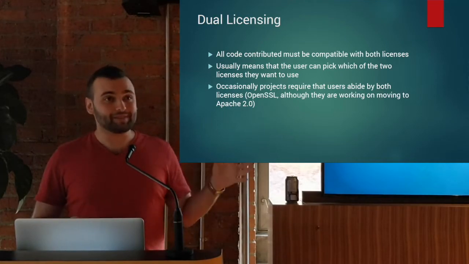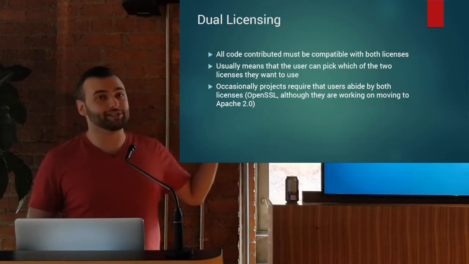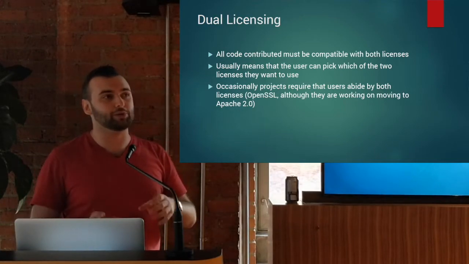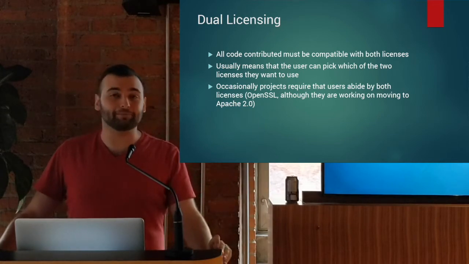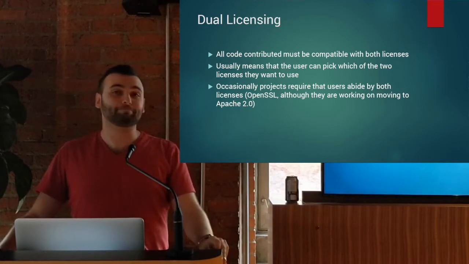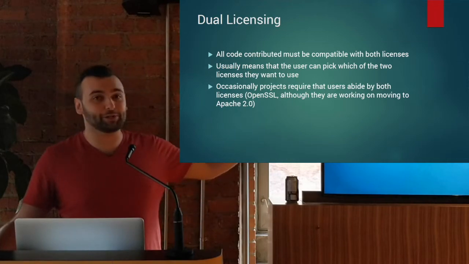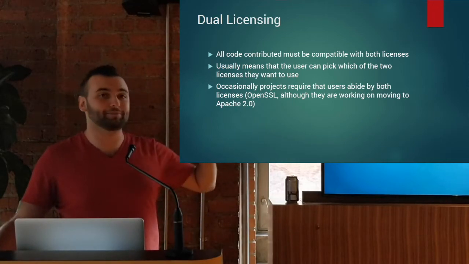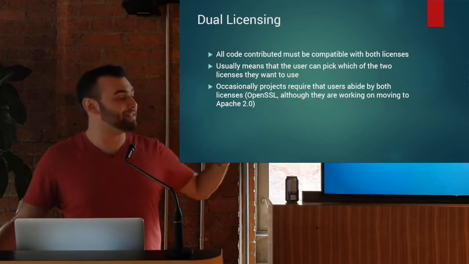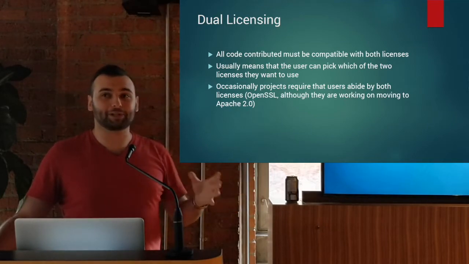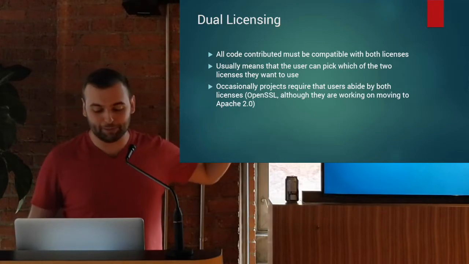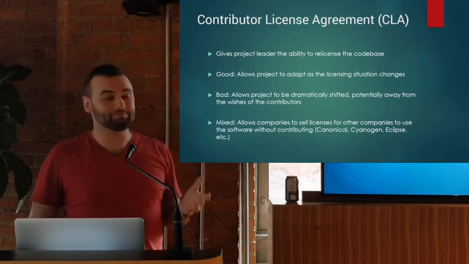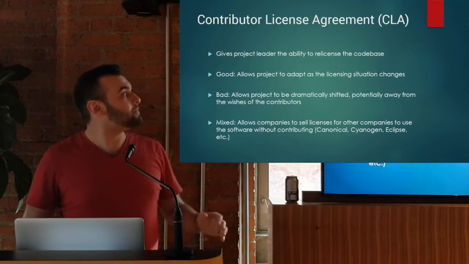And in order to do dual licensing, you need to be set up so that all code contributed can be contributed under both licenses, which can block out a lot of code. Unfortunately, you occasionally run into issues where the code is set so that you have to use it under both licenses, like OpenSSL, which can cause huge issues, but OpenSSL is working its way to Apache 2.0, which will allow for more free use of it.